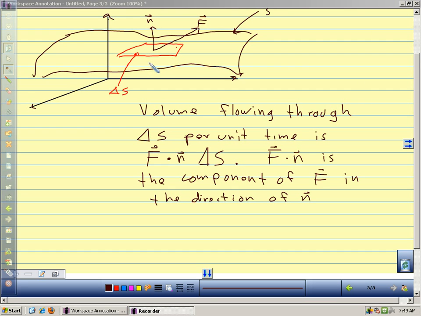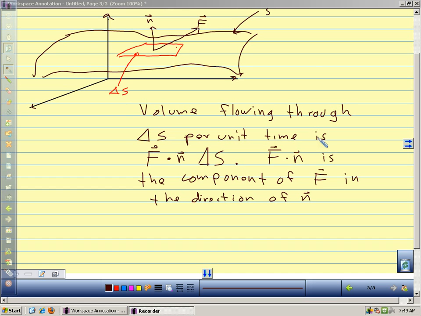So the F dot n delta S, like I said, is the volume of a little prism sitting there above our surface. And we want to sum these quantities over the entire surface. So we're summing the normal component of F times the little element of area over the entire surface. And we take the limit as delta S approaches 0. And we get our surface integral.